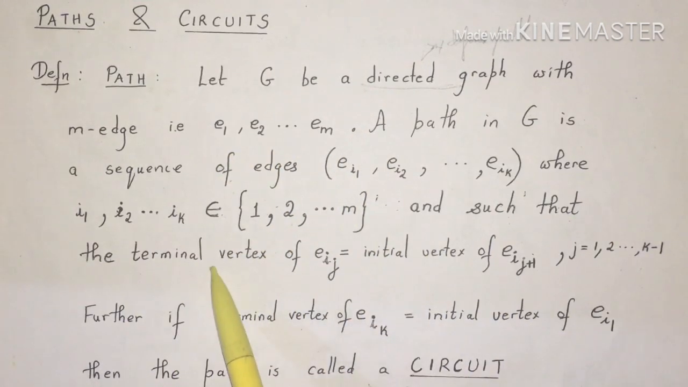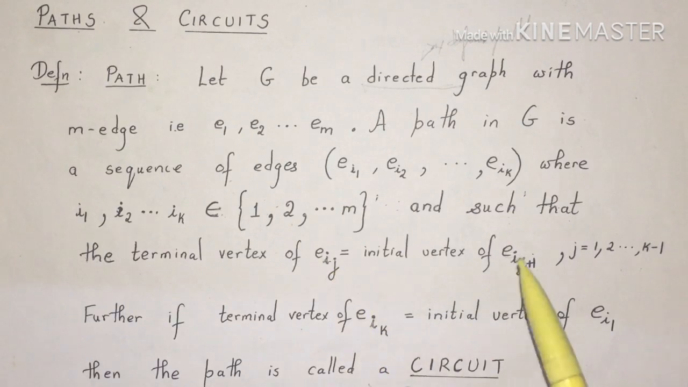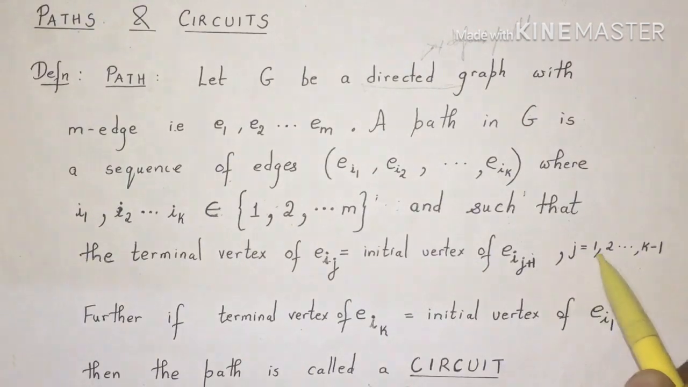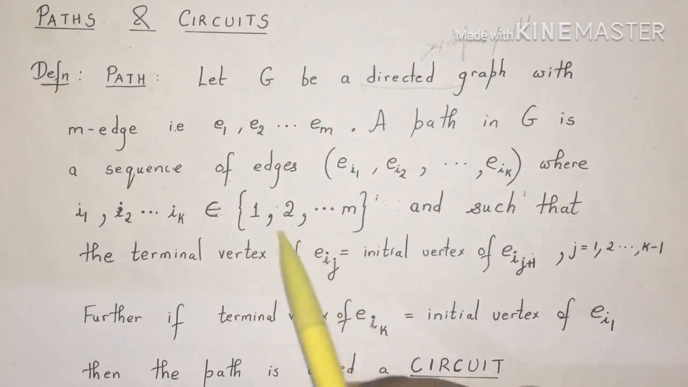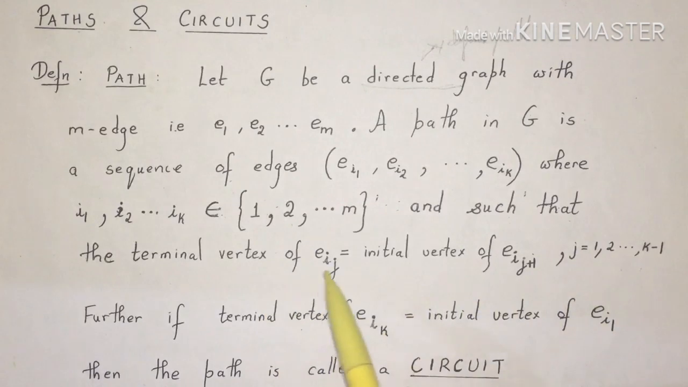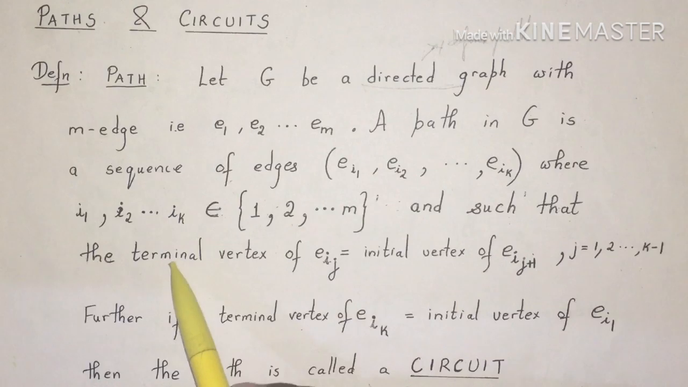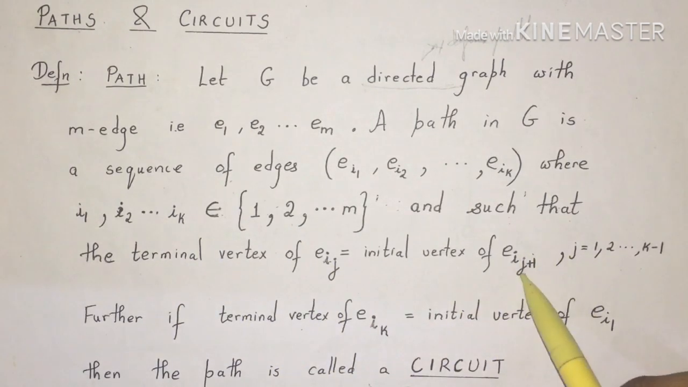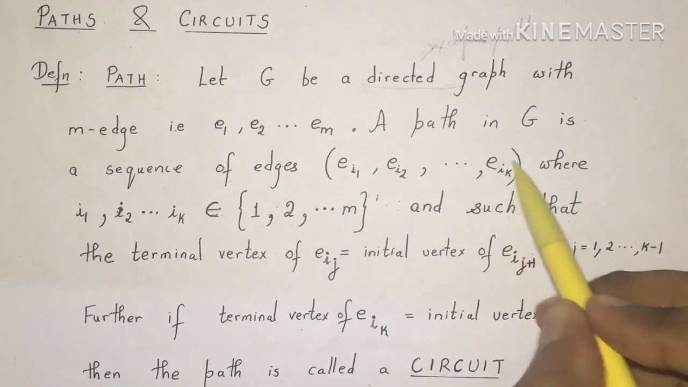The second condition is the terminal vertex of the previous edge is same as the initial vertex of the next edge. Here j takes the values 1 till k minus 1 because it starts with Ei1. So the terminal vertex of Ei1 is the initial vertex of Ei2, that is Eij+1, and it continues that way, Ei2, Ei3, Ei3, Ei4 up till k minus 1, that is the terminal vertex of Eik minus 1 is same as the initial vertex of Eik because Eik is the last edge.